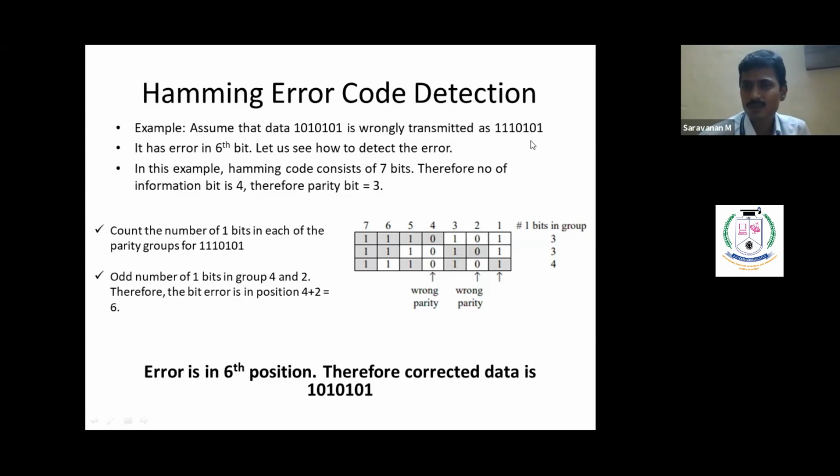So where is my 6th position? This is 1, 2, 3, 4, 5 and this is the 6th position. So there is an error in the 6th position. Convert this into its complement, so replace this 1 by 0. What we get is 1010101, which is the correct data. Clear? So this is the procedure.